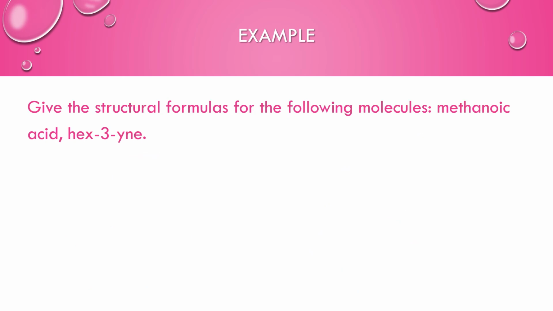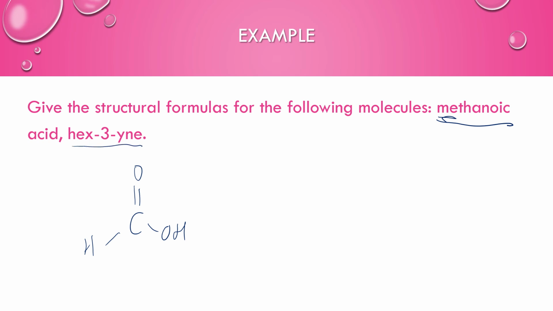Okay, structural formulas for the following molecules. I have methanoic acid. The prefix meth means 1 carbon, and it has an oic acid, so carboxylic acid. And then you just fill in the additional hydrogens. There's one more spot for hydrogen there, and that's methanoic acid.